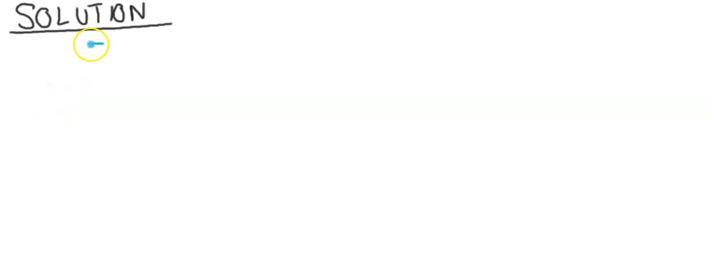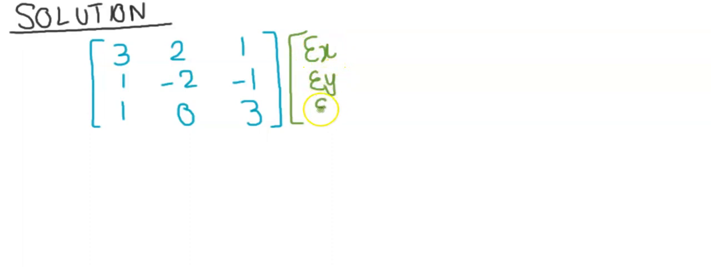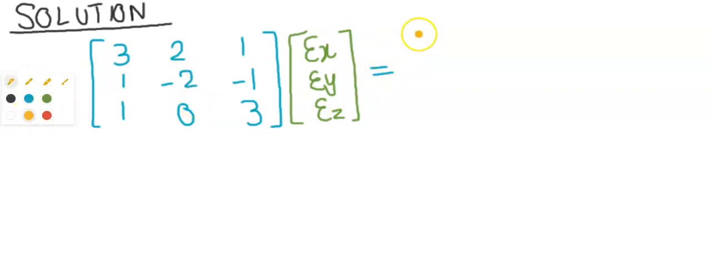When we convert that into matrix notation, it becomes 3, 1, 1, 2, minus 2, 0, because that was a 0, 1, minus 1, 3. And on this side, because we have to write down proper order, strain x, strain y, and strain z in a specific order. And that is equal to 7, 1, 11.